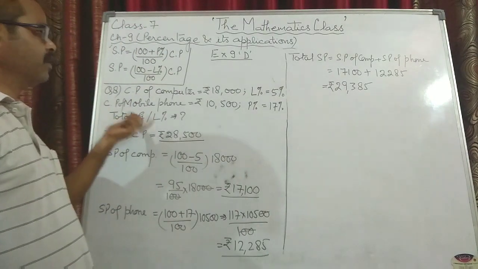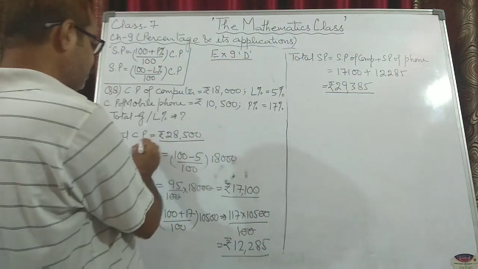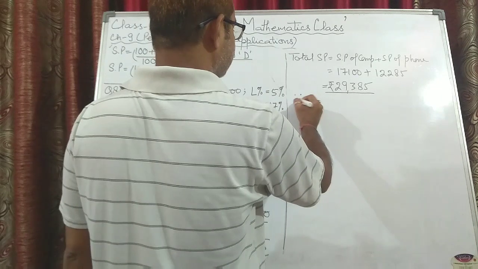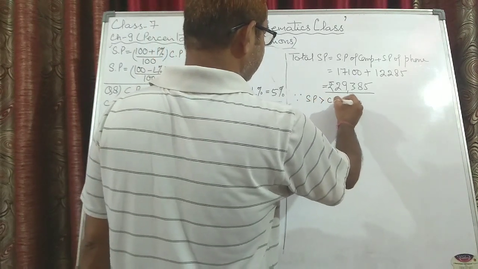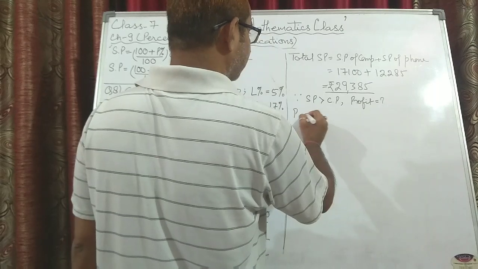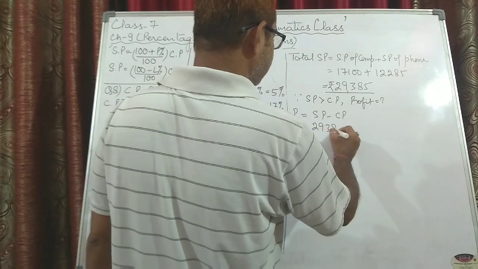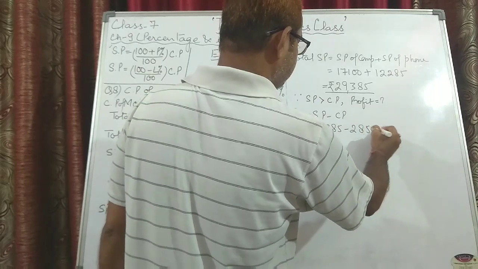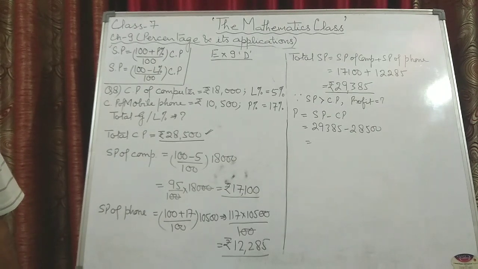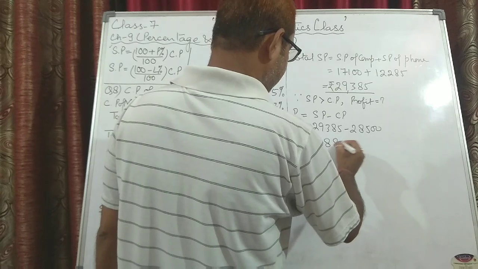Now we have to find gain or loss percent. So we can see that total selling price is 29,385 and total cost price is 28,500. So this is greater. It means that since selling price is greater than cost price, that is profit. He is making a profit. So profit will be what? Selling price minus cost price. Selling price is 29,385 and cost price is 28,500. So 29,385 minus 28,500 will give you rupees 885. This is the profit.